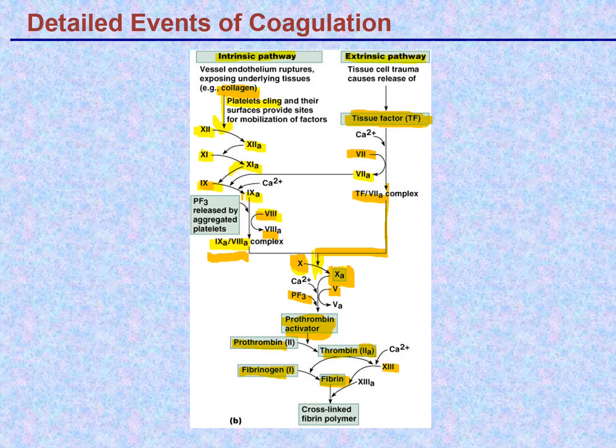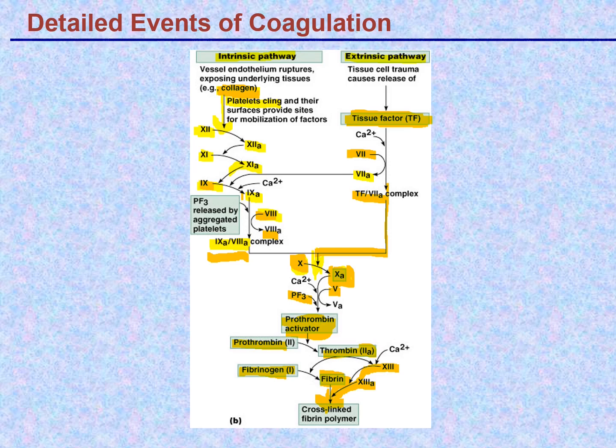And that also requires factor 8. So factor 8 is important in the cross-linking. Its cross-linking strengthens the fibrin strands. But prothrombin activator activates prothrombin to thrombin. Thrombin activates fibrinogen to fibrin. Fibrin is insoluble, and with factor 8 gets cross-linked and forms a really strong fibrin mesh.